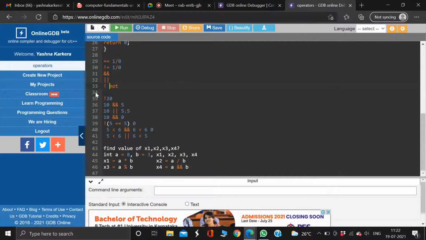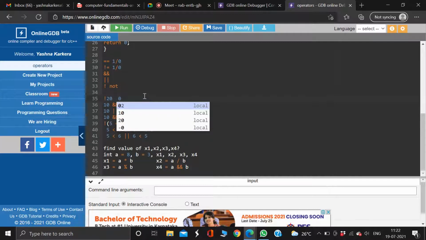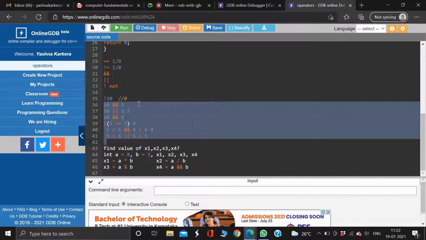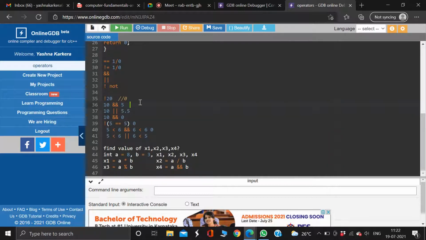In this case, not 20: the output will be 0, because it is 20, so it's going to be false. You use it accordingly in your codes. It's just important to know the logic behind it. Now I will ask you one by one, you answer these questions. Okay, now tell me, what is 10 and 5?